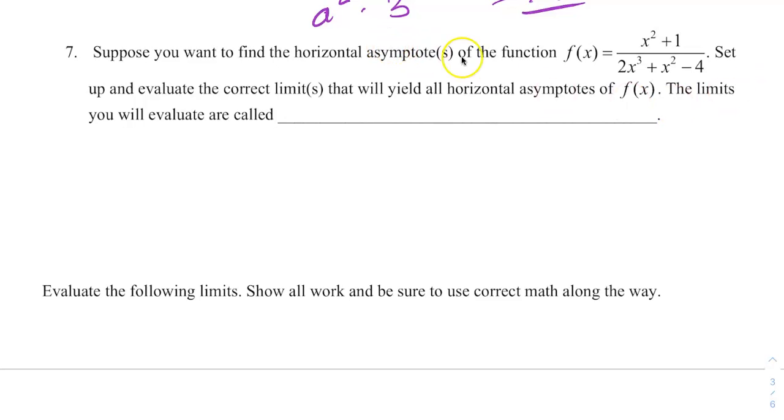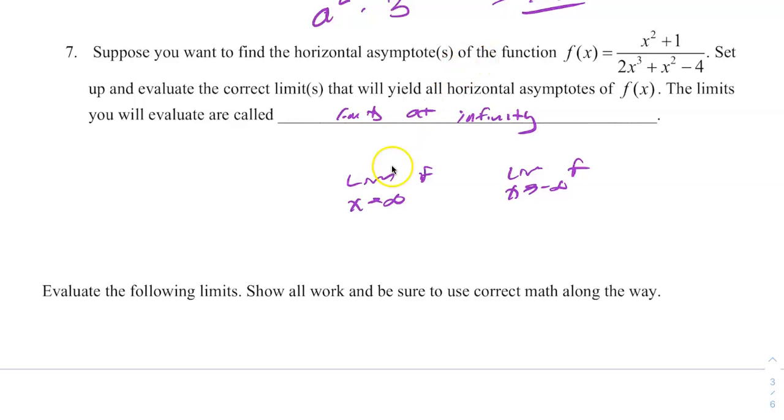Suppose you want to find the horizontal asymptote of this function. Set up and evaluate the correct limits that yield horizontal asymptotes. The limits you evaluate, if we're trying to find horizontal asymptotes, are called limits at infinity. So I'll be doing the limit as x approaches infinity of f, and the limit as x approaches negative infinity of f. Those are called limits at infinity. Limits of infinity is when your answer is infinity.